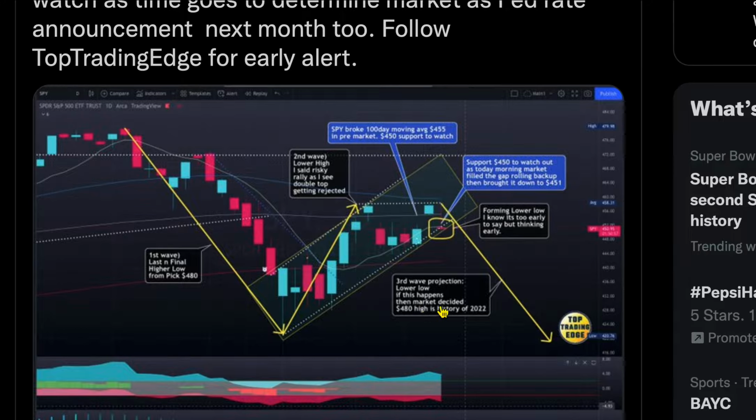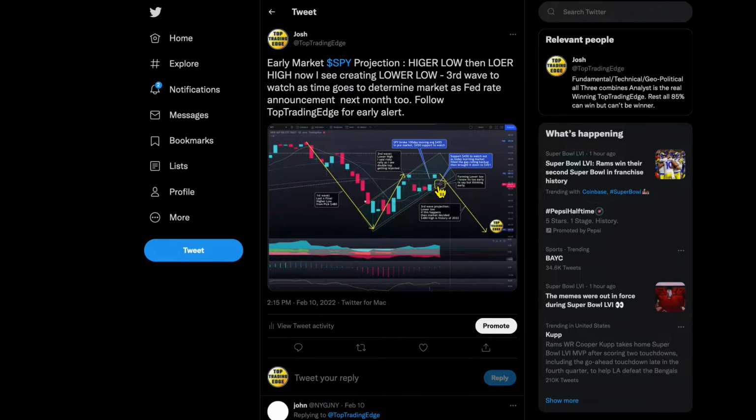And for the third wave projection, I'm writing here, market going up, third wave projection, lower low. If this happens, then the market decided the 480 high is history of 2022. So I said this is the history of 2022. So anyway, it broke right here, right? This candle right here was about to break on the 10th.